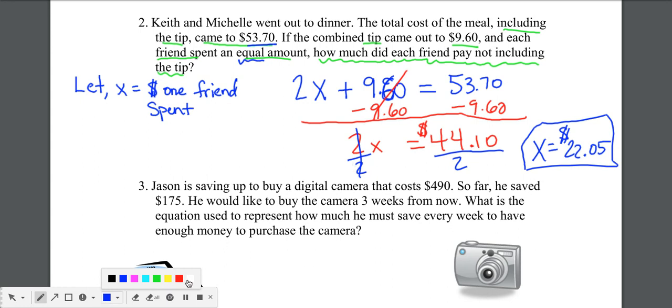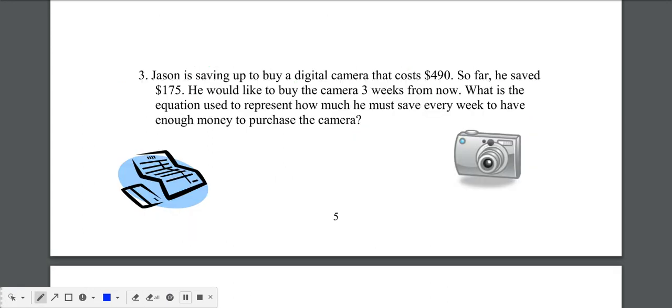Okay, let's go ahead and scroll down. Okay, look at question 3. We're going to underline important information again. Jason is saving up to buy a digital camera that costs $490. There's our total. I like to sometimes write that right there. Total is $490. So far, he has saved $175. That's so far. He would like to buy the camera 3 weeks from now. That's 3 weeks goes by, then he buys the camera.